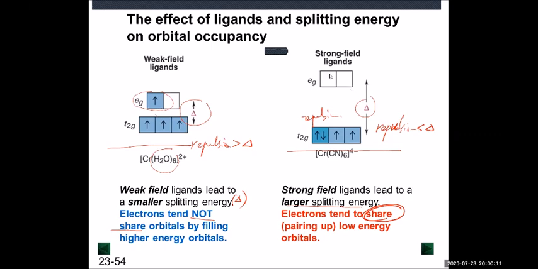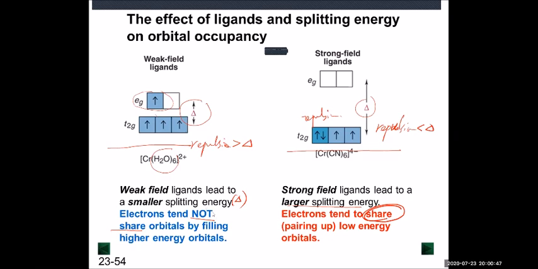So in this case, because the gap between the two rows of audience seats is so large, electrons would rather share the same box, even though there's repulsion. They tend to give fewer unpaired electrons. Whereas with water as a ligand, which is weak, the difference between these two levels is very small. The electrons tend to spread to fill up the gap.